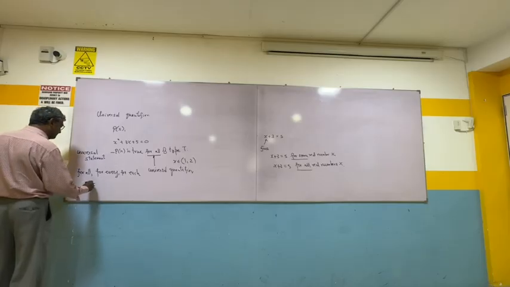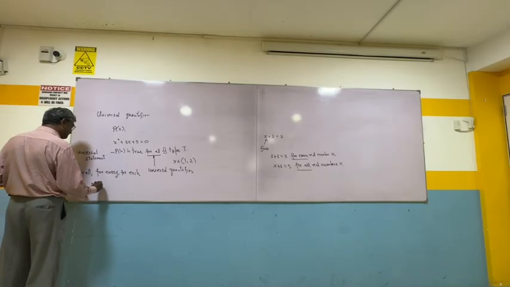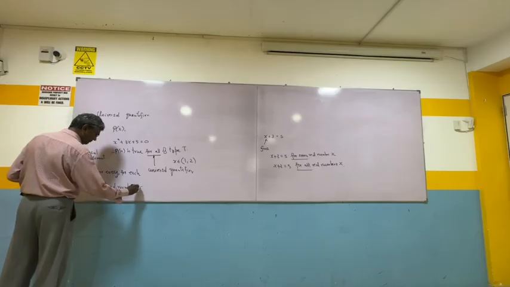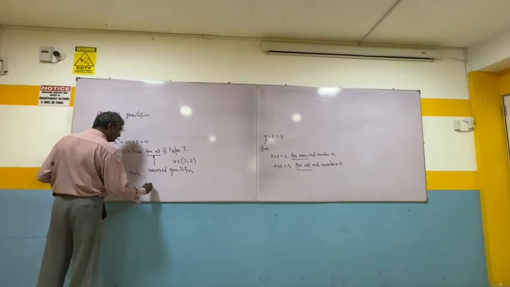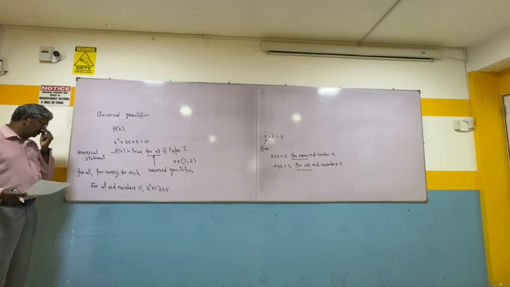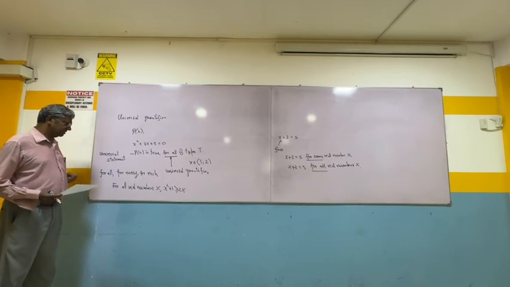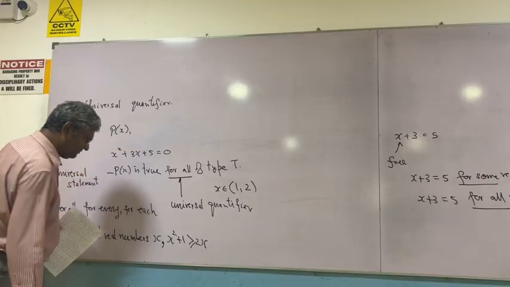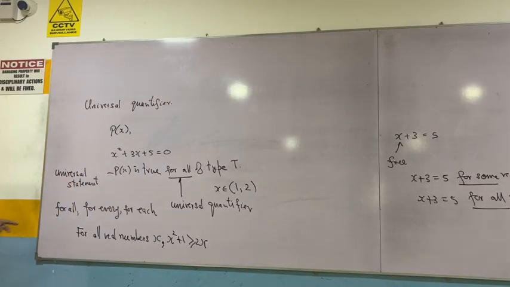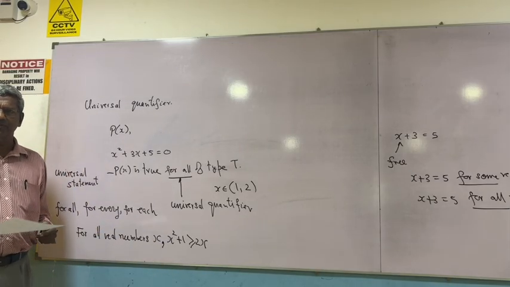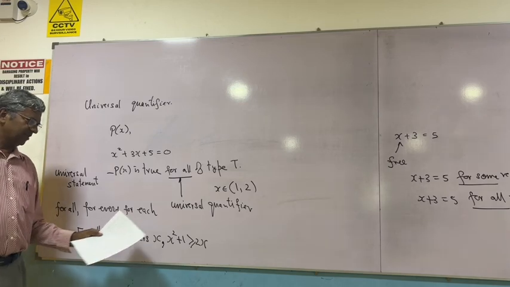So this is a statement: for all real numbers x, x squared plus 1 is greater than or equal to 2x. So this is a universal statement. Can you see there is a comma here? When we write for all real numbers x, comma, x squared plus 1 greater than or equal to 2x. You know how to prove this, no? Can you tell me how do you prove x squared plus 1 greater than or equal to 2x?